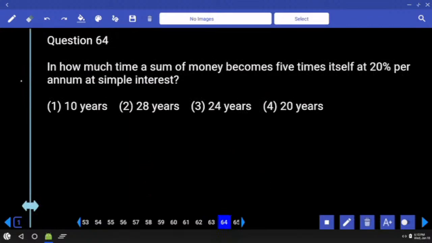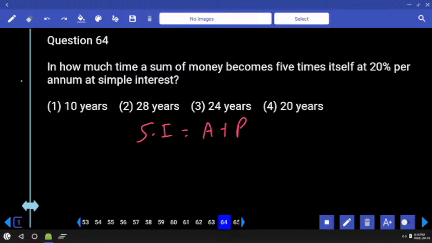Is easy question. In how much time does a sum of money become 5 times itself at 20% per annum at simple interest? 5 times, that means simple interest is equal to what? That means simple interest is amount plus principal. Yes or no?